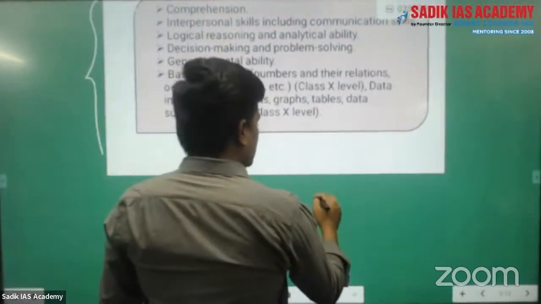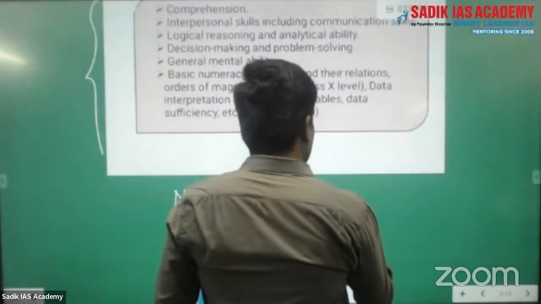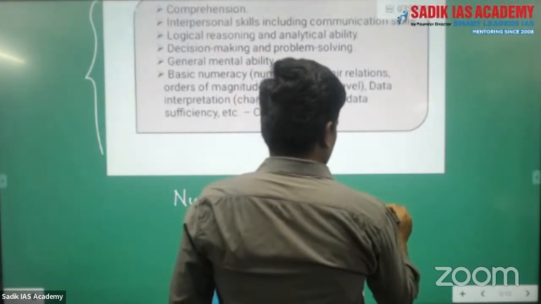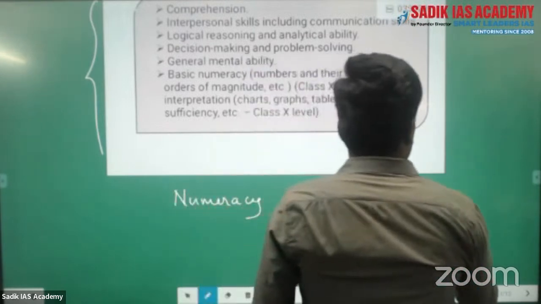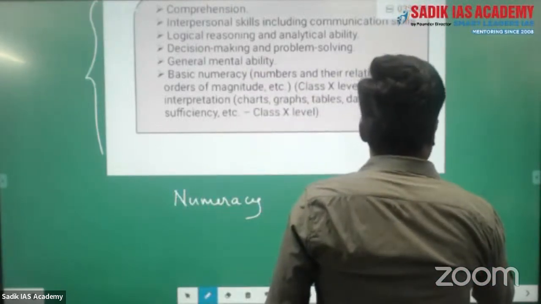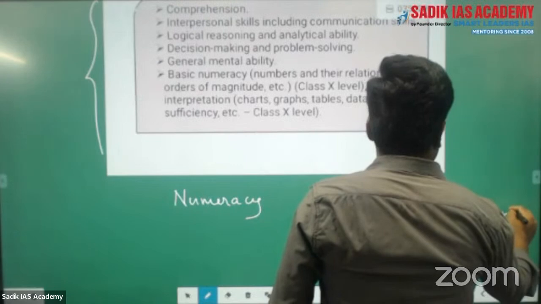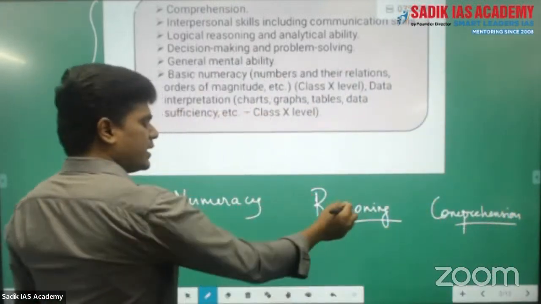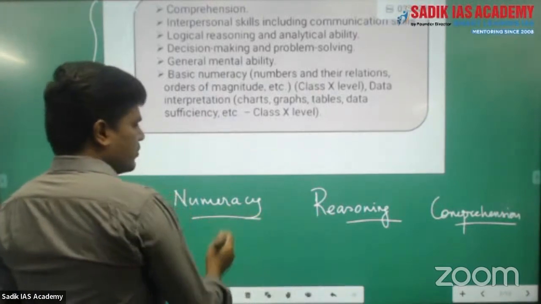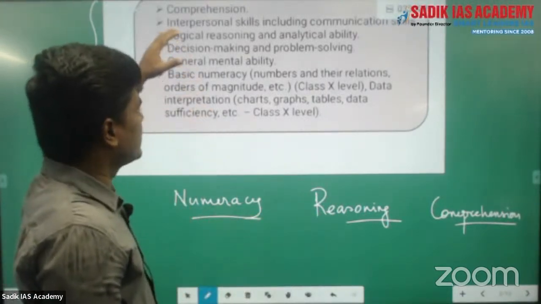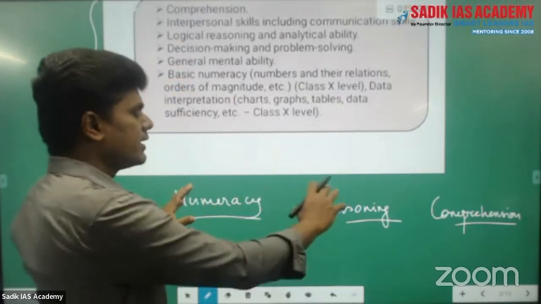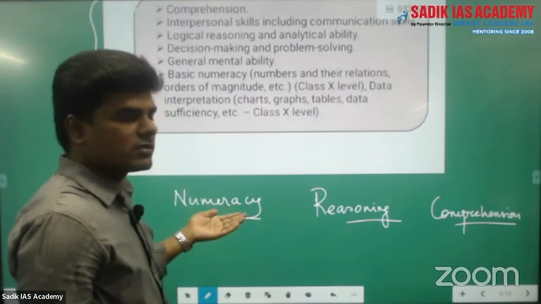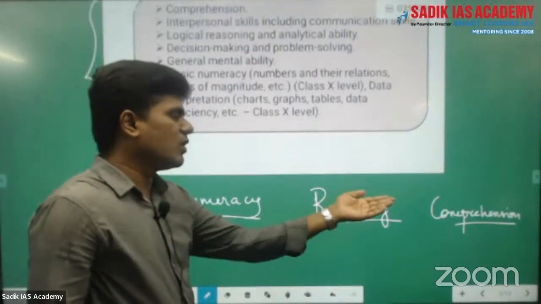The other one I can just say reasoning, including everything, mental ability, and then comprehension. Comprehension, problem solving and all comes there. General mental ability and reasoning, and then numeracy or basic maths. So based on the syllabus they have given, I can categorize them into 3: basic numeracy or basic maths, and reasoning and comprehension.